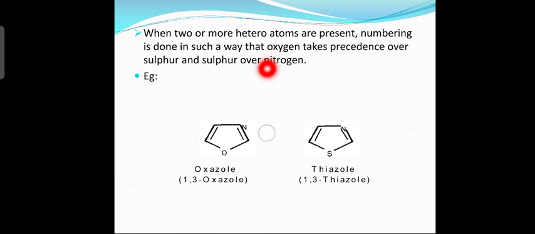Now, which are the examples? Oxazole, also called 1,3-oxazole, first and third. First preference to oxygen, therefore 1, next nitrogen, 1, 2, 3, so 1,3-oxazole. Similarly, thiazole. If you have sulphur and nitrogen, first preference goes to sulphur. Then go in the anti-clockwise direction, 1, 2, 3. That is one of the IUPAC nomenclature rules, so you should follow anti-clockwise direction. Therefore 1,3-thiazole.